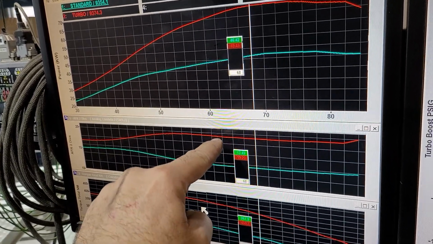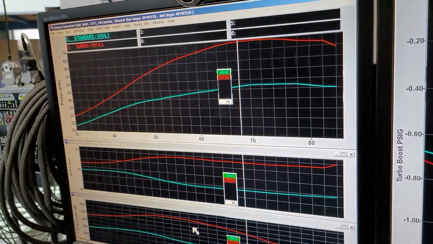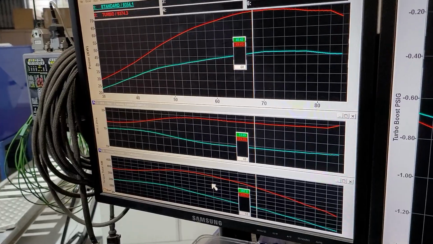AFR's massive. If we turned that red one and made it really rich, that would go massively higher, and it all goes good until it goes bang. So we've got to remember and be careful.